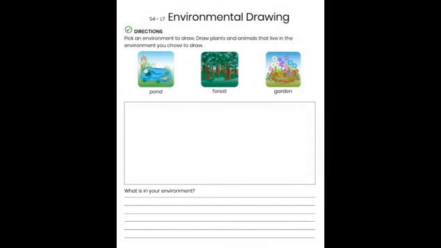As they create their drawings, engage with them about how the plants and animals in the environment might interact with each other or the non-living parts of the environment. Ask them to describe what makes the environment the right kind of environment for the plant and animal in the picture.